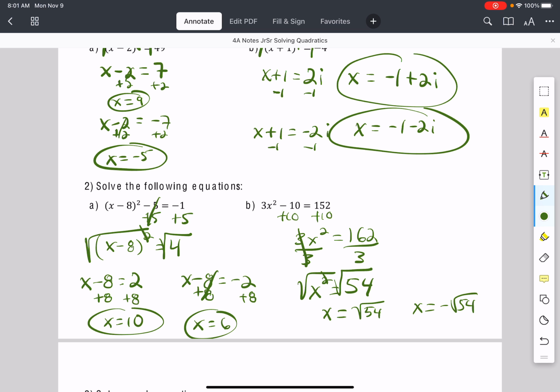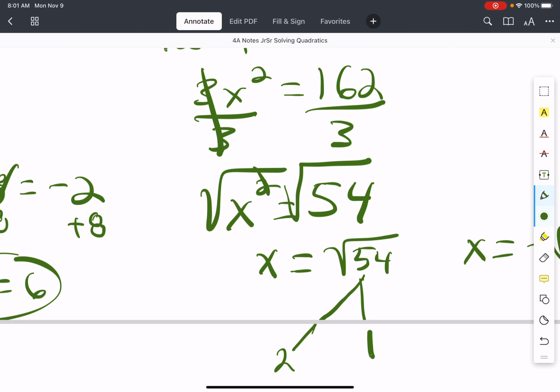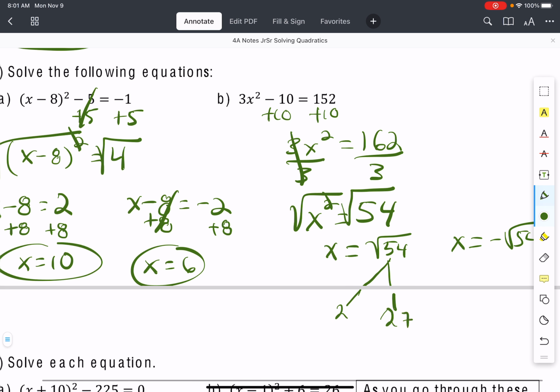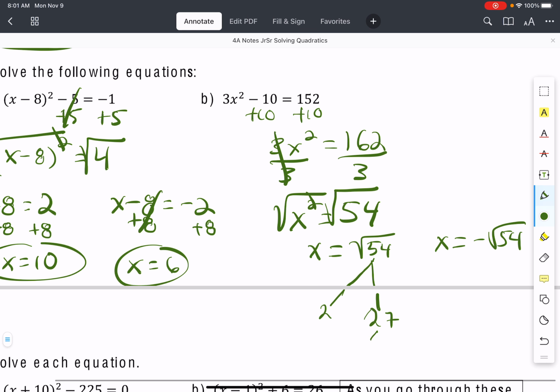I gotta simplify that. Now, first I would maybe check if it's a perfect square, is it? It's not, but that doesn't mean we don't know how to simplify it, right? We spent a whole unit learning how to simplify those with our factor trees. So give me 2 numbers that go into 54. 27 and 2, I'm hearing. 9 and what? Okay. And 3 and 3.